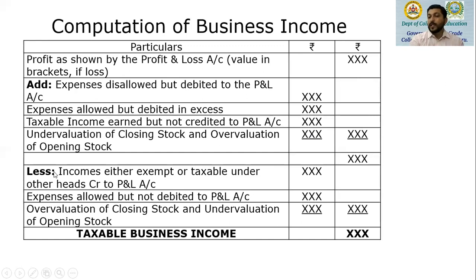Then we go to the list of deductions. On the credit side of profit and loss account representing incomes and gains, there may be exempt incomes.